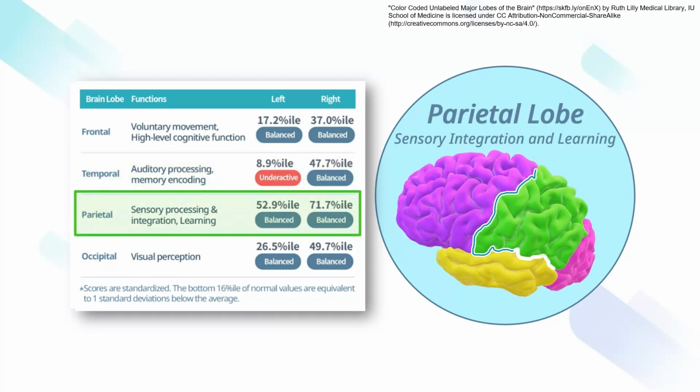Then we have our parietal lobe. This is right above that temporal lobe. This has to do with sensory processing and integration as well as learning. So underactivity here can be related to different learning disabilities. And then on the other side, overactivity can be a sign of things such as autism spectrum disorder, issues where you have trouble with sensory signals. That part of your brain might not be processing them correctly.